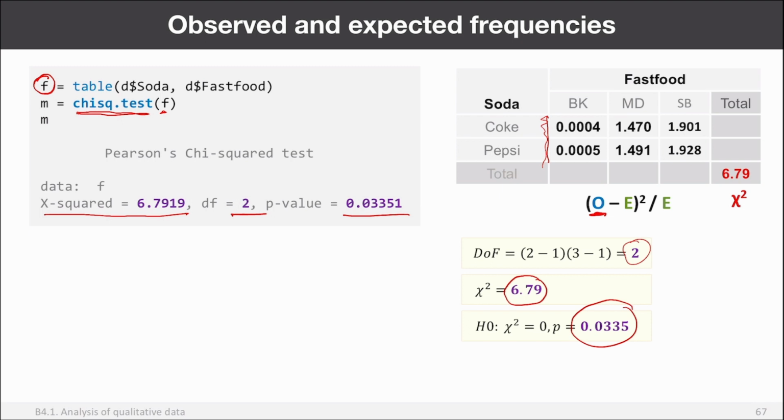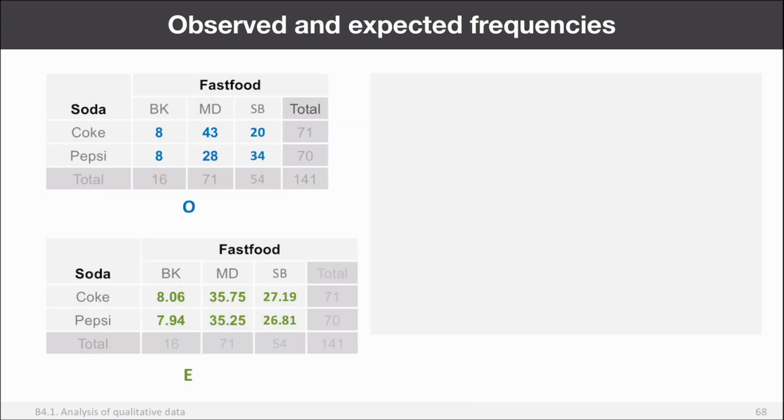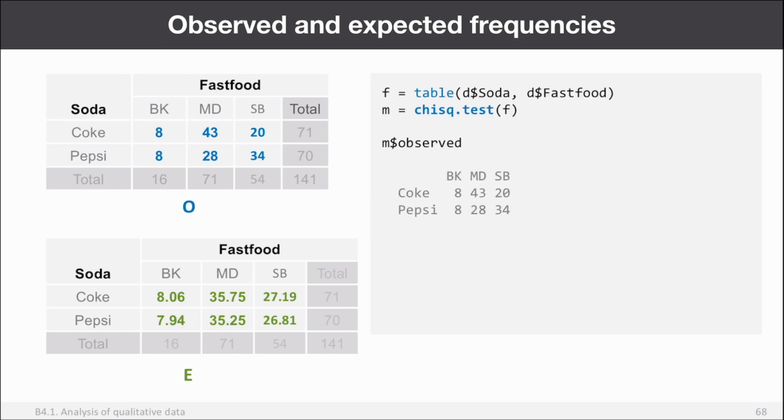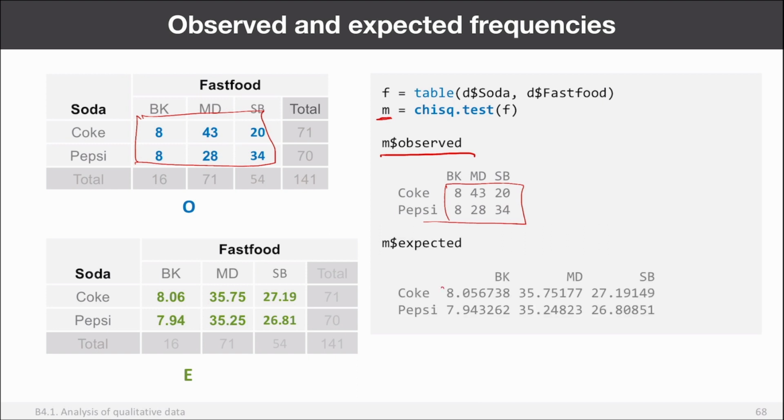Okay. And when you make a chi-square test, like in ANOVA, it contains a lot of other outcomes. For example, you remember in ANOVA we could see residuals. The same here. If you make this test, you can also show the observed frequencies. If you write m$observed, where m is a variable where you save the outcomes of the test, you can see that's exactly what we have here. And if you write, for example, m$expected, you will get the expected frequencies. This is exactly what you have here. Okay.